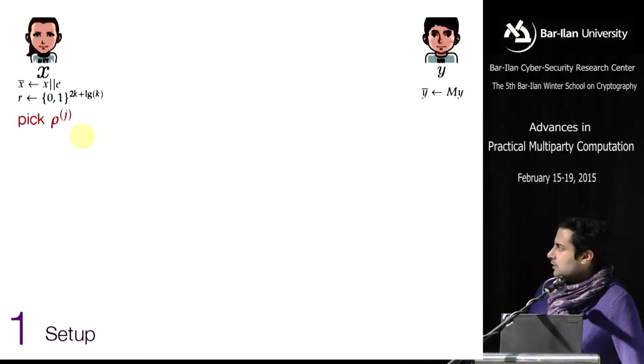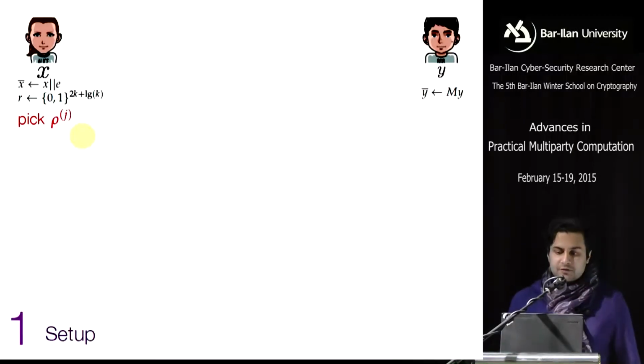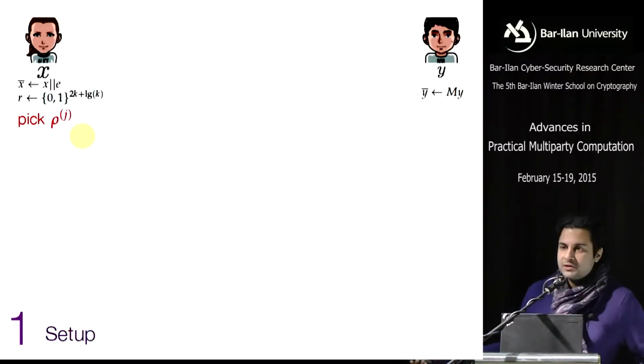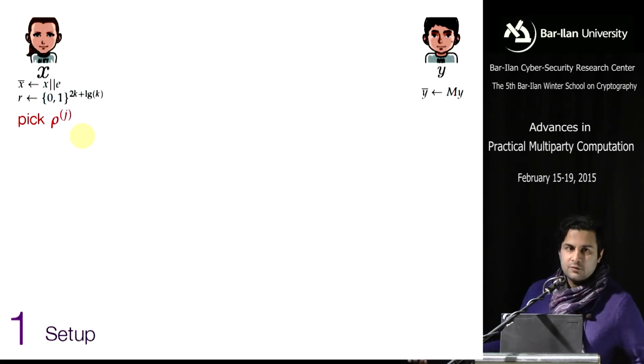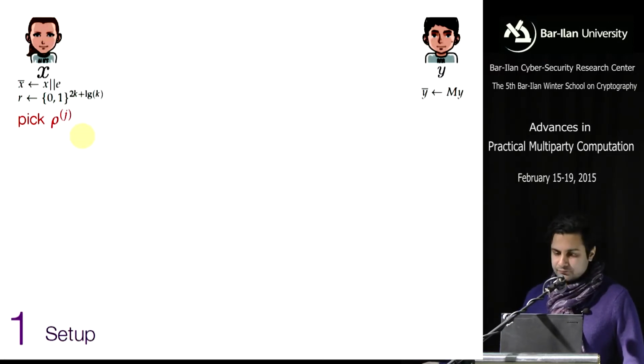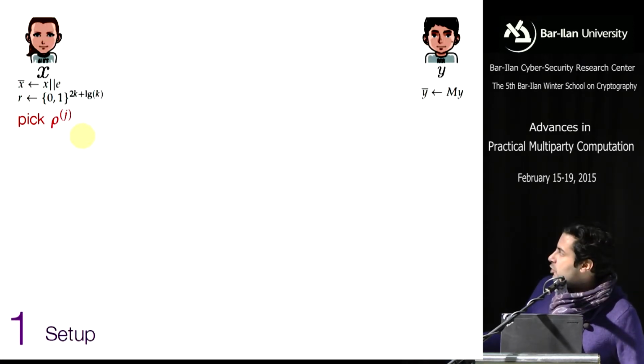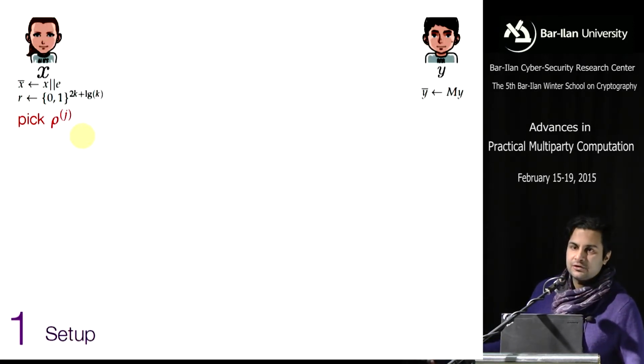Okay, so in the first setup, X is going to augment her input with some random coins necessary for the hash function. And Bob is going to encode his input using the selective failure matrix. And also Alice will pick all of these coins right here for each of the circuits.